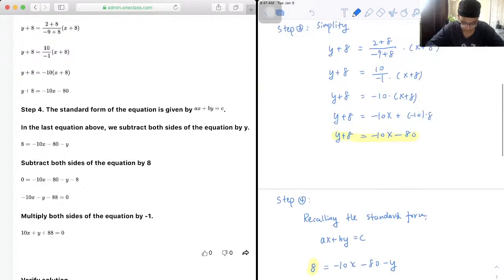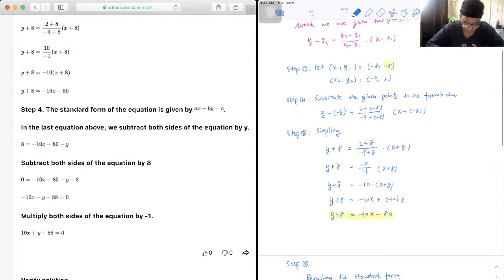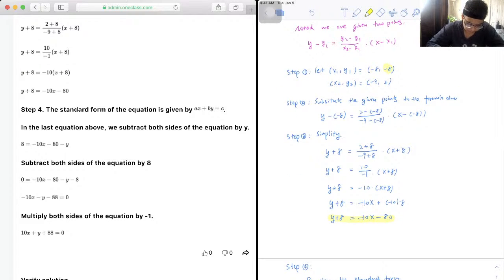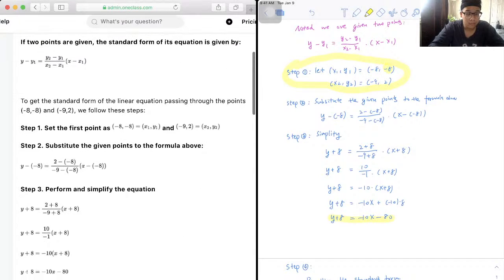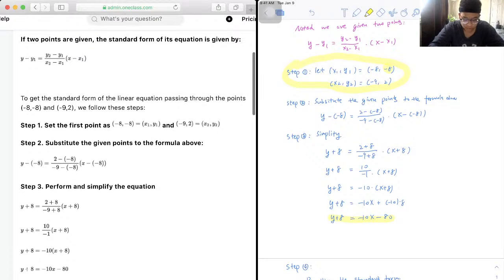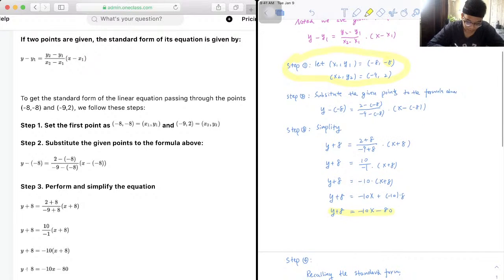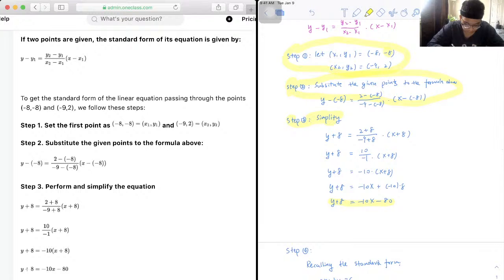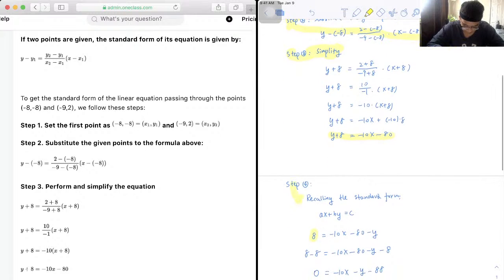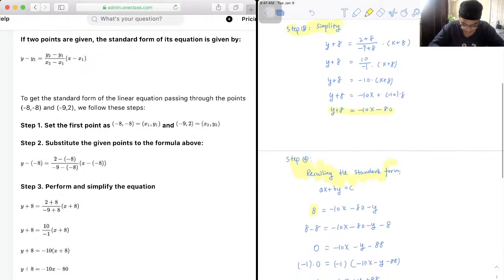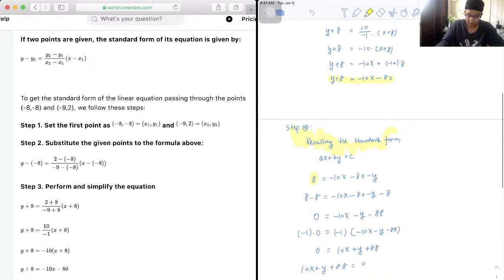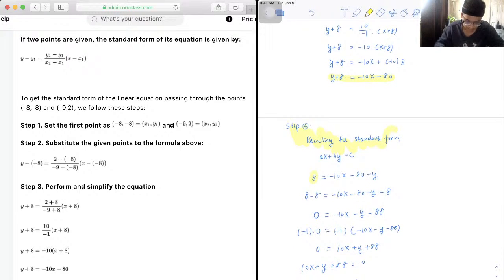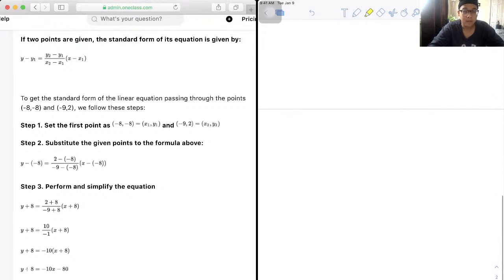So let's review the four steps again. The first step, you set the points to x1, y1, x2, y2, and then you substitute the given points into the formula, then you simplify, and then recalling the standard form, you just plug the numbers in. So let's leave a comment there.